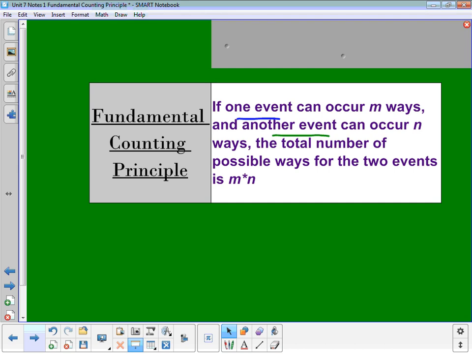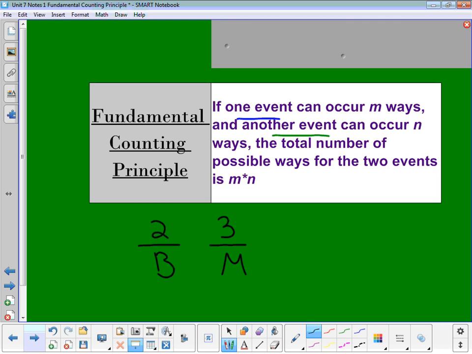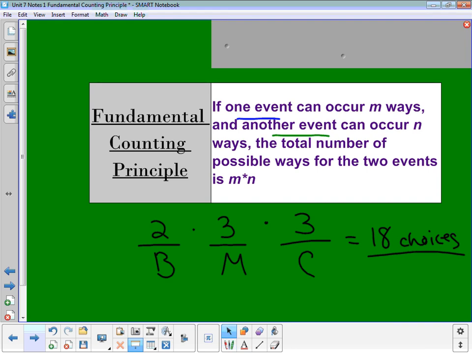So if I go back to my sandwich example, for the bread I had two options. For the meat, I had three options. And for the cheese, I had three options. If I take those and multiply them together, 2 times 3 times 3 is in fact 18. So I get the same result that I got when I made the tree diagram.